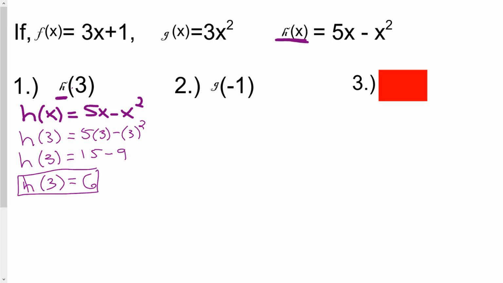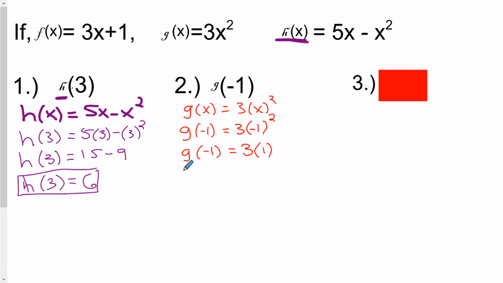All right, let's try this one together. g of x equals 3 times x squared. And I put parentheses around x because I know that's what I'm going to substitute. g of -1 is what it's asking for, so we're going to replace that x with -1. Remember, exponents come before multiplication, so we'll leave the 3 out here. -1 times -1 is a positive 1. And 3 times 1 is a positive 3. So g of -1 equals 3.